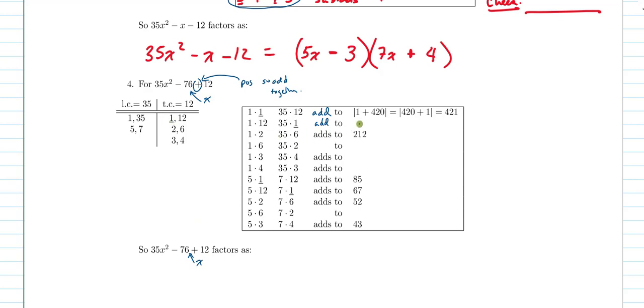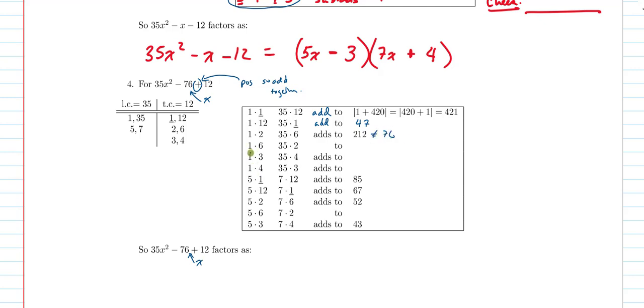But when you add those together, you get 47, not 76. Okay. So that was checking this pair with this pair. Now we'll check this pair with this pair. And when we do that, we'll do 1 times 2 and 35 times 6. Those add to 212, which is not equal to 76. So we're not getting any closer to what we want.